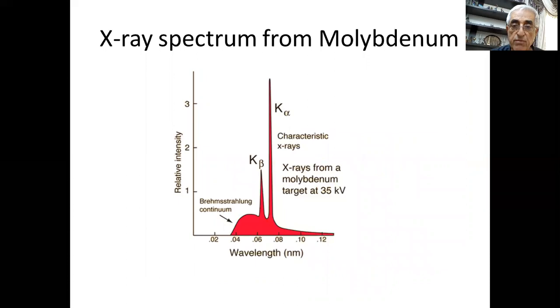X-ray spectrum from molybdenum. This graph shows the X-ray spectrum obtained by bombarding a target made of the element molybdenum. It can be seen that there are two peaks, K beta and K alpha, and these are the main characteristics of X-rays. The accelerating voltage was 35 kilovolts, or 35,000 volts.